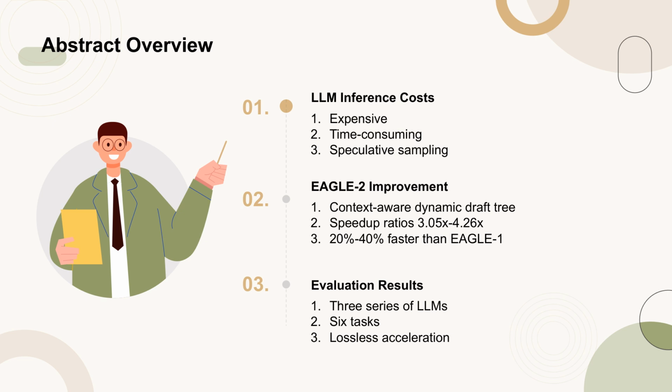This innovation leverages the well-calibrated draft model of EAGLE, achieving significant speedups of 3.05x to 4.26x, which is 20% to 40% faster than EAGLE-1. The evaluations were conducted across 3 series of LLMs and 6 tasks, demonstrating that EAGLE-2 maintains the distribution of generated text, ensuring a lossless acceleration algorithm.